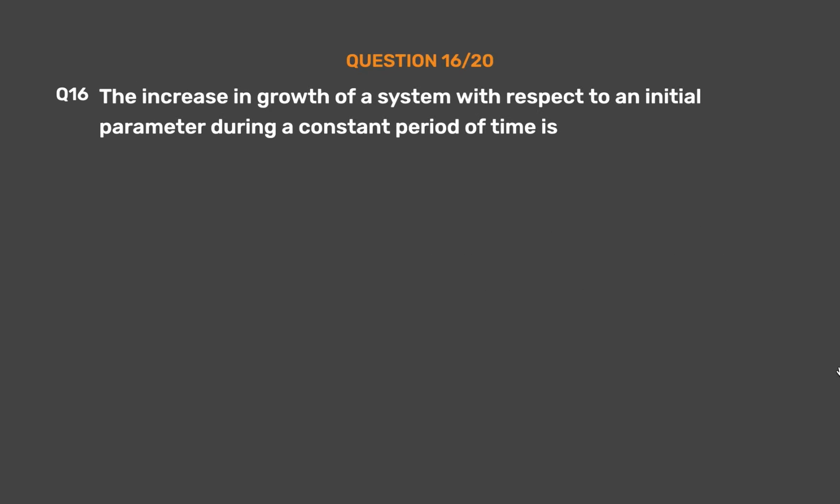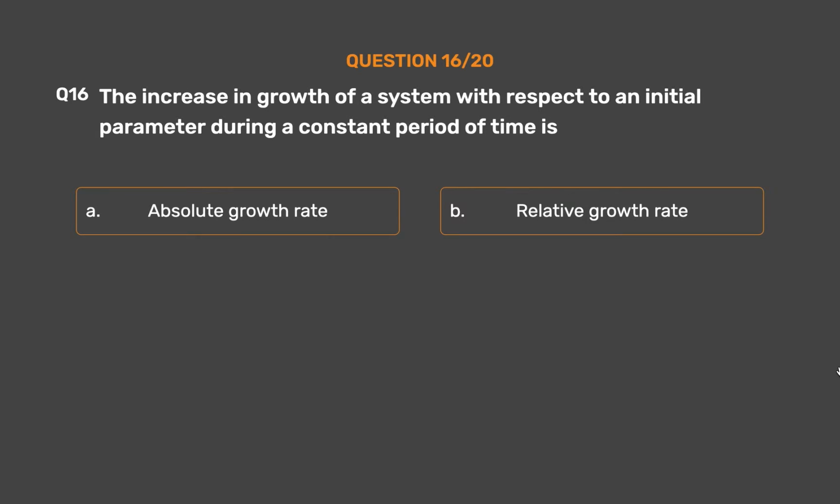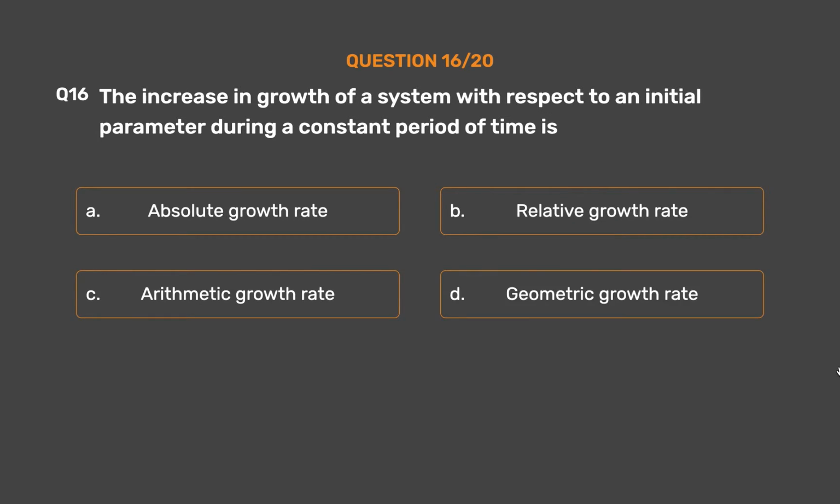Question number 16. The increase in growth of a system with respect to an initial parameter during a constant period of time is Option A. Absolute growth rate. Option B. Relative growth rate. Option C. Arithmetic growth rate. Option D. Geometric growth rate.